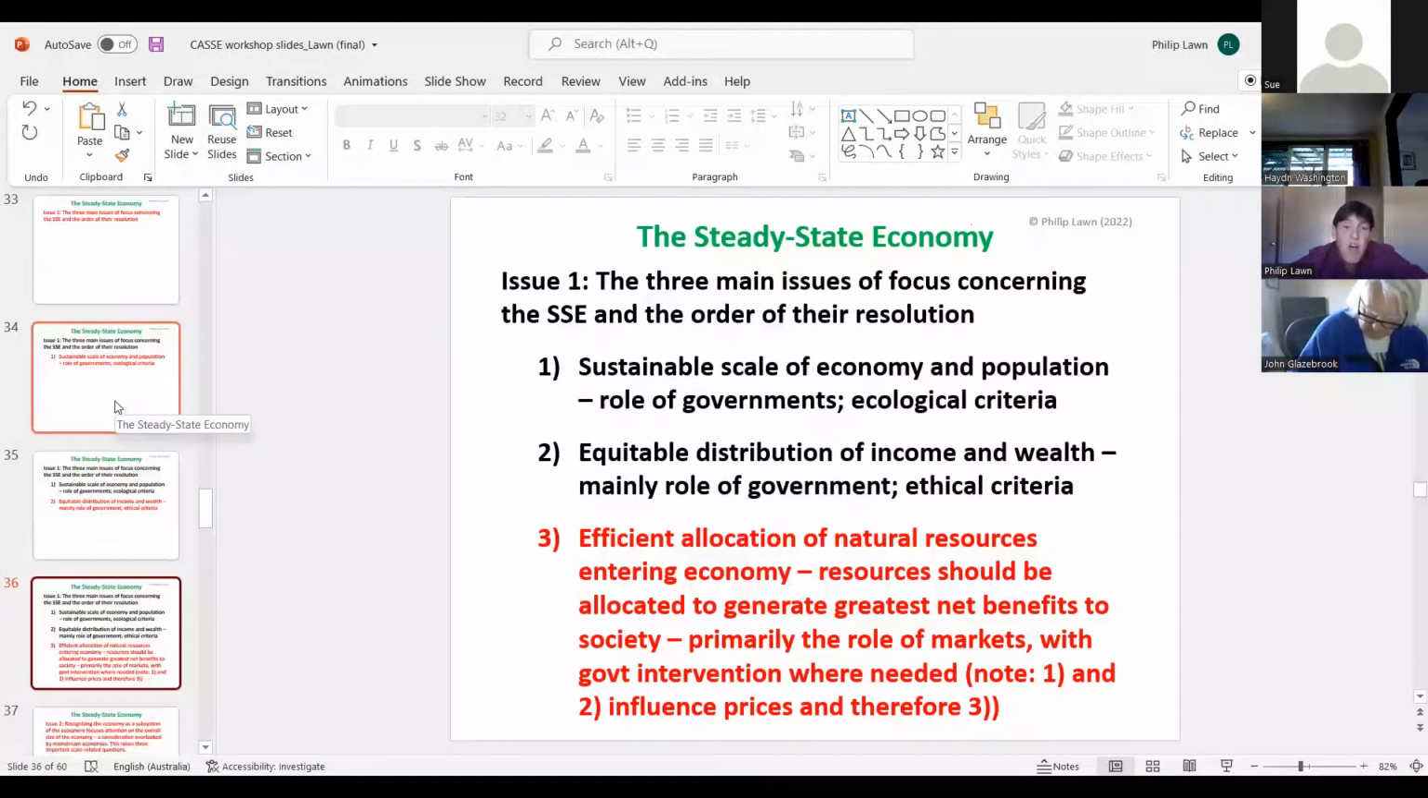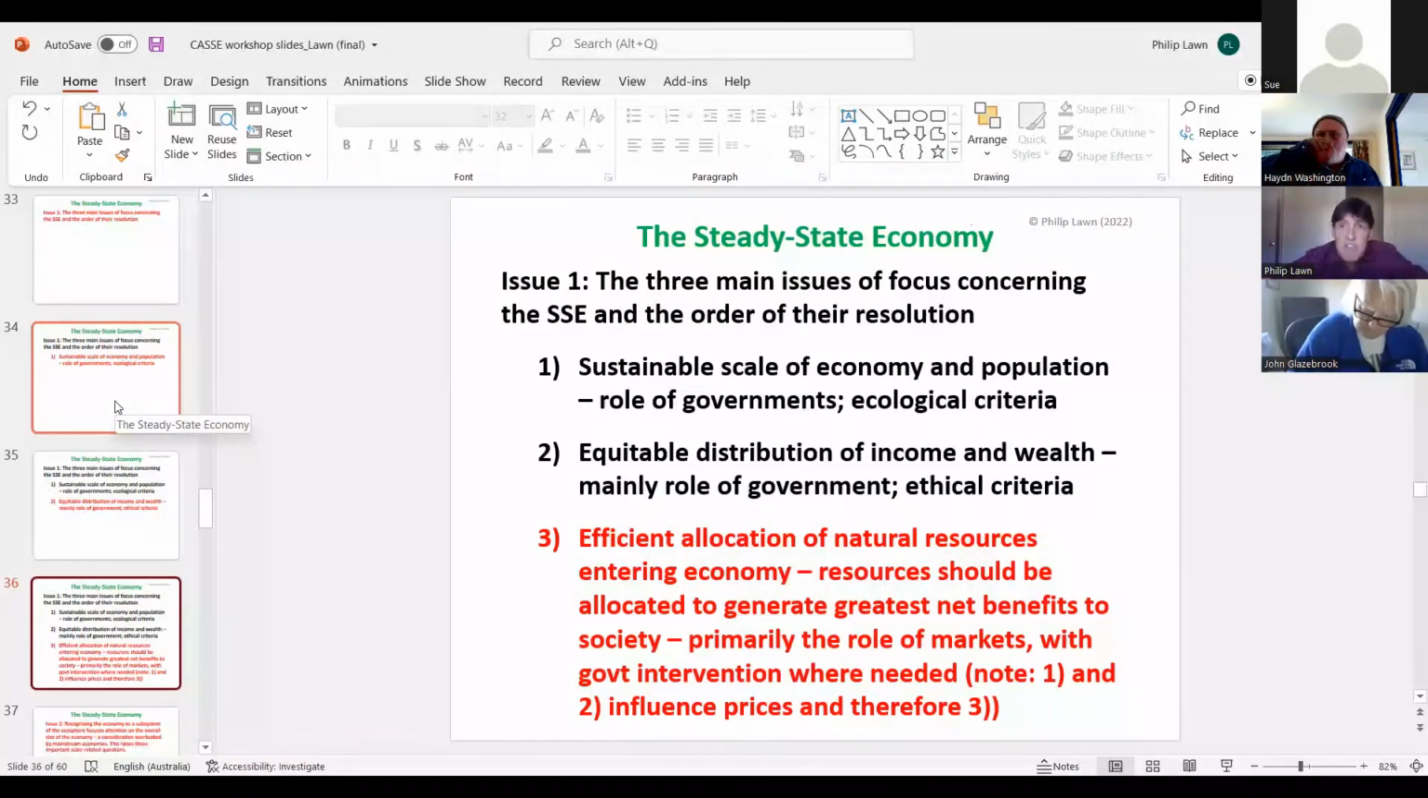And that's because decisions related to scale and equity problems will influence market prices and therefore will affect the allocation of resources. So, for example, if a government intervenes to ensure the rate of resource use or the rate of throughput, as I referred to earlier, the input of resources, output of waste, remains within the regenerative and waste assimilative capacity of the natural environment, that will perhaps involve a restriction in the supply of resources that can be allocated to produce the various goods and services. That will force the price of resources upwards.